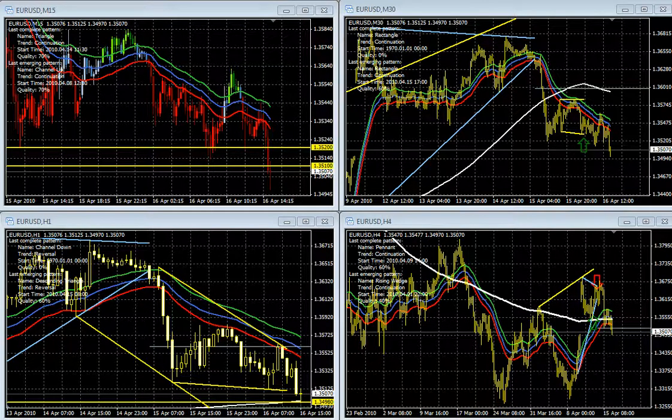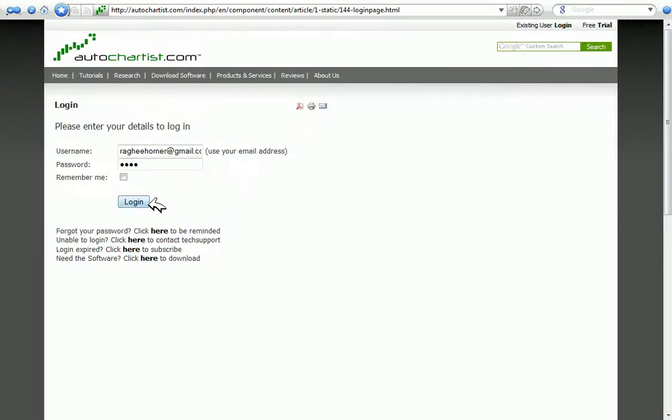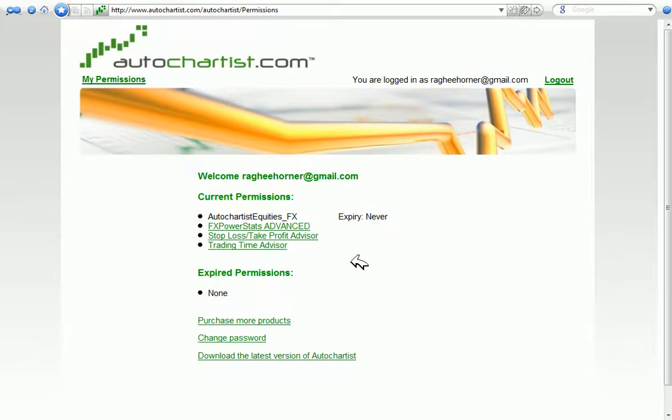Now, here's where the pip movement can be of great help. Let's go and examine that, because I think that could be of great help here. So if we're going to go ahead and take a look at our pip movement indicators, I'm going to log into my power stats here, and we're going to take a look at a couple things.